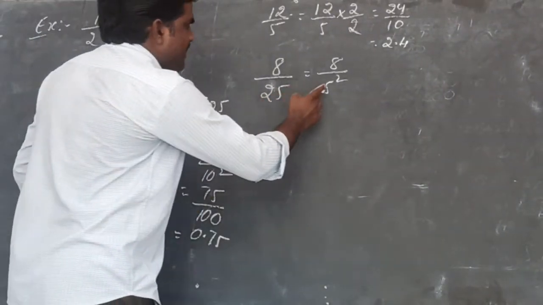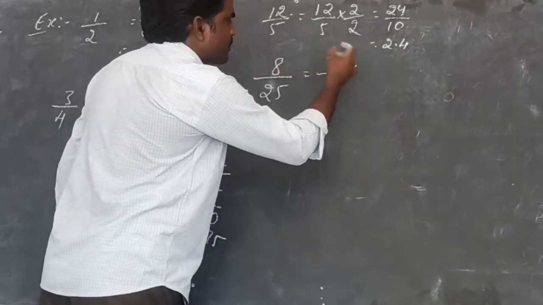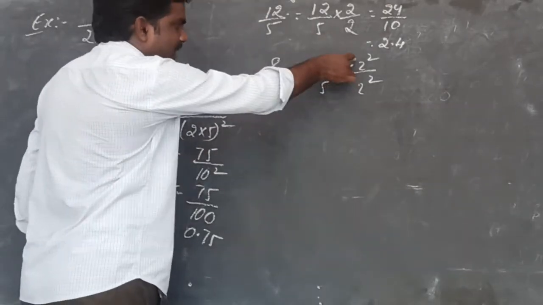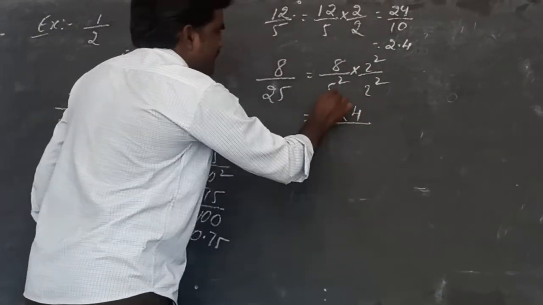So here 5 is multiplied by which number? 2. The power of 2 is how much more? 2. So 2 square by 2 square is multiplied with the numerator and denominator. So 8 into 2 square is 4, and here 5 square into 2 square.